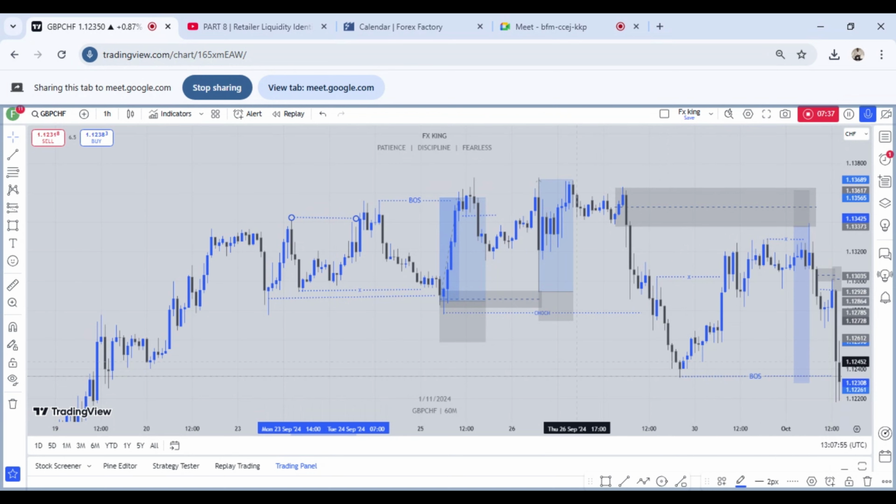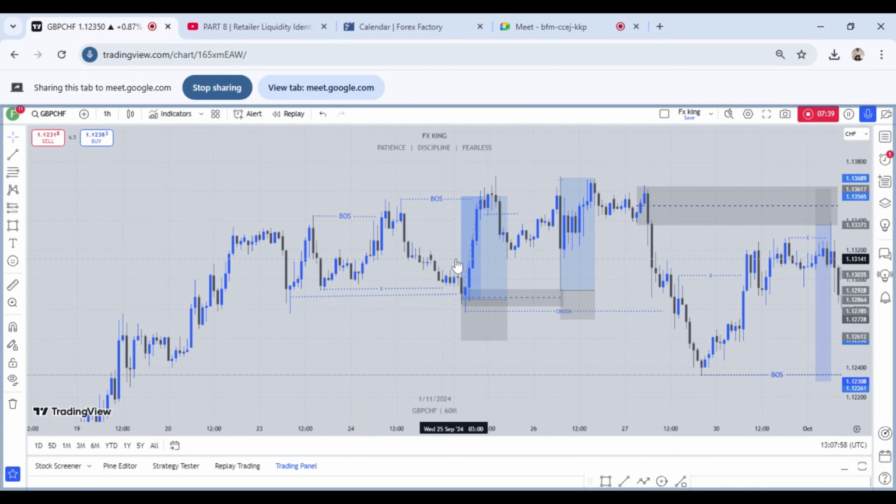Okay, so this is the other type of break of structure here. Sorry, of change of character, right? Now, in this case, you see that this market was pushing up here heavily. The market was seriously bullish in that case. When the market got to this point here, the market created a break of structure. Now, this zone here, right?